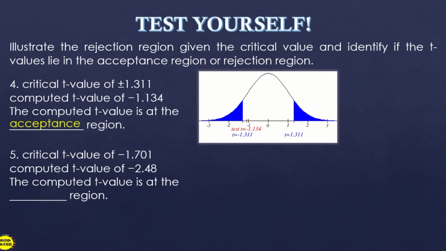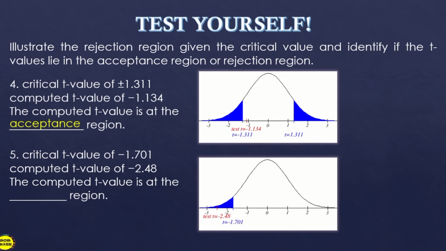How about number 5? The computed t-value is negative 2.48 and then the critical value is negative 1.701. So makikita natin ito sa left side nung t-distribution curve natin. So therefore, since mababa ang computed t-value natin sa critical value, the computed t-value is at the rejection region. Okay?